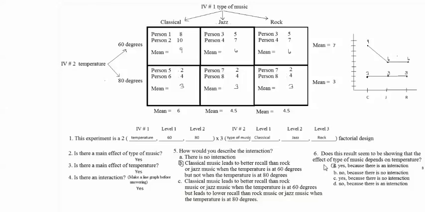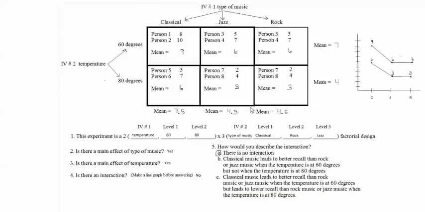So it's answer B. And the effect of type of music does depend on temperature, because classical music leads to better performance than jazz or rock, but only when it's 60 degrees. If it's 80 degrees, that's not true anymore. So the effect of the music does depend on temperature in this data set. Let's look at another one. But first, I said that there is an interaction because the lines are not parallel. Here the line stays flat all the way across, and here it has a jump in it. So the two lines are not parallel, so there is an interaction.